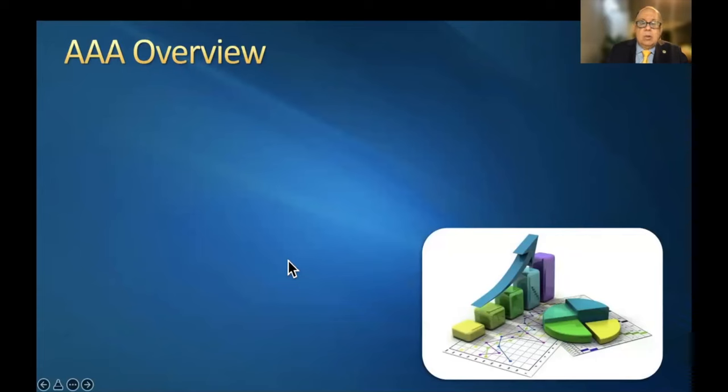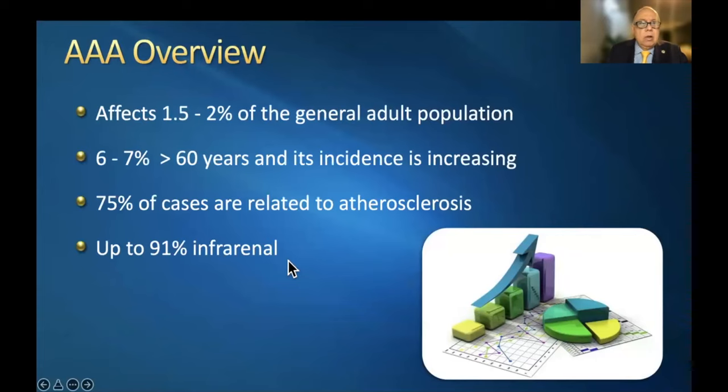A very brief overview of the abdominal aortic aneurysm, AAA. It affects 1.5 to 2% of the general adult population, and 6 to 7% of patients over 60 years. 75% of cases are related to atherosclerosis, and up to 91% of AAAs are infrarenal.